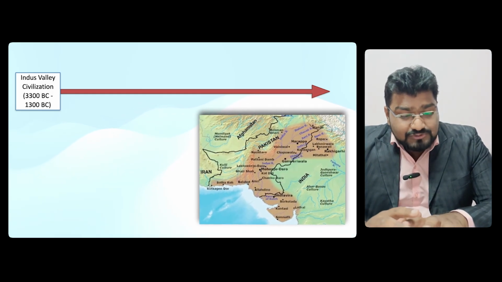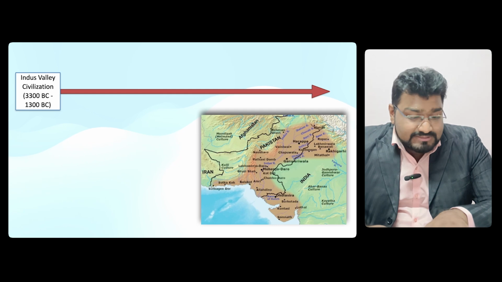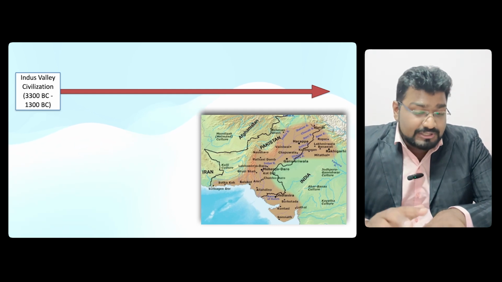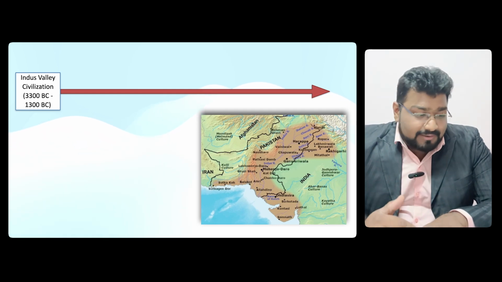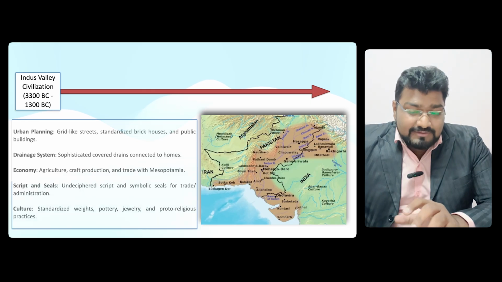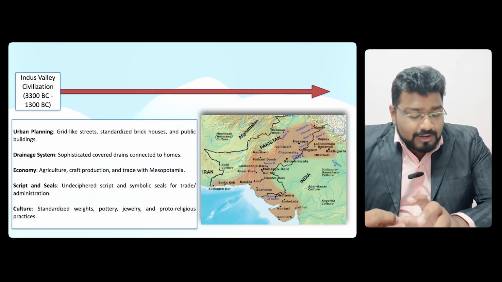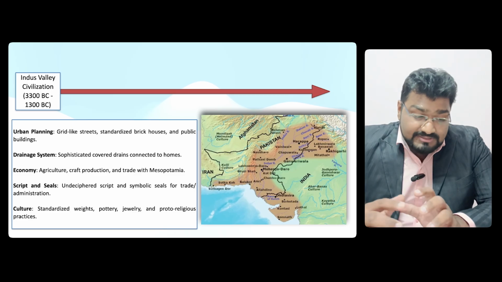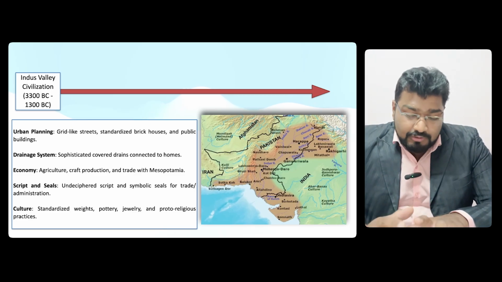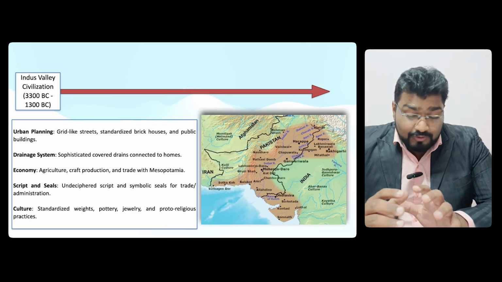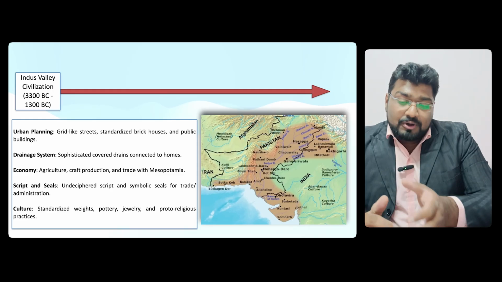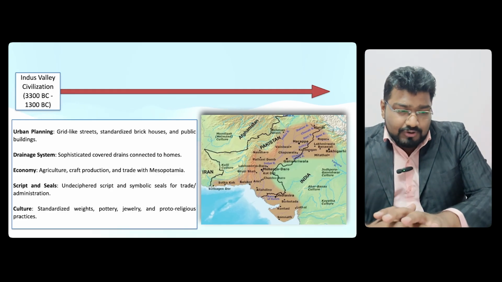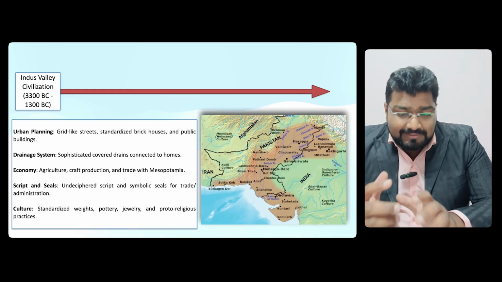So, this is what exactly the spread of the Harappan civilization looked like. Okay, then we'll see a few basic features. Urban planning, grid-like streets, standardized brick houses, and public buildings were there. From the baked bricks of Harappa to the docks of Lothal, the Indus Valley was India's first urban dream.